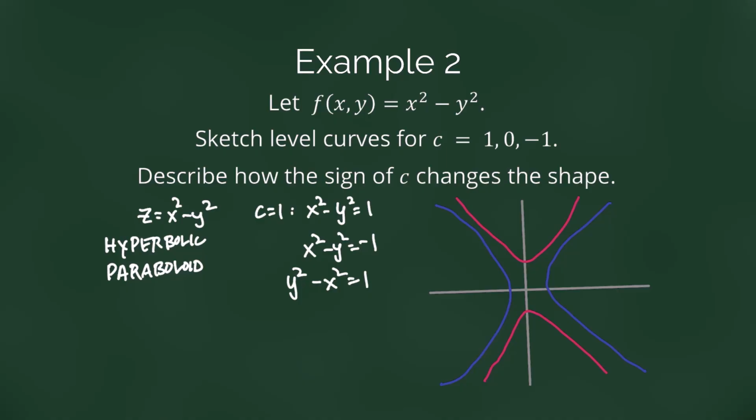When we plug in c equals 0, we get x squared minus y squared equals 0, which means that x squared equals y squared, which of course becomes x is plus or minus y. And so those are two straight lines. We're going to get the line through the origin with slope 1, and the line through the origin with slope -1. So our level curves look like this for this particular hyperbolic paraboloid.